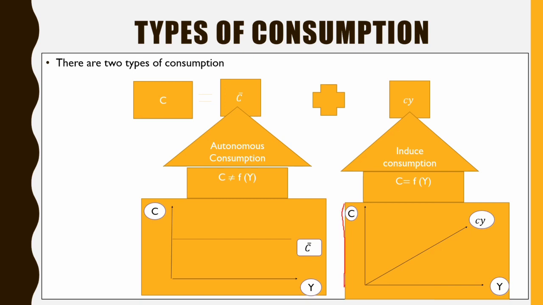As we can see here, the intercept for induced consumption is zero, meaning that when income is zero, induced consumption is also zero. When income increases, induced consumption increases because it has a positive slope curve.